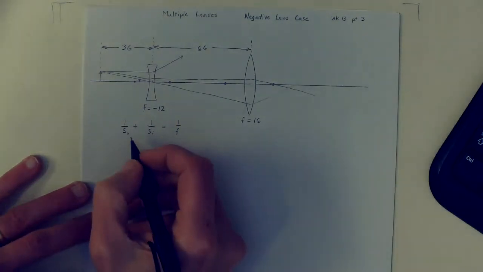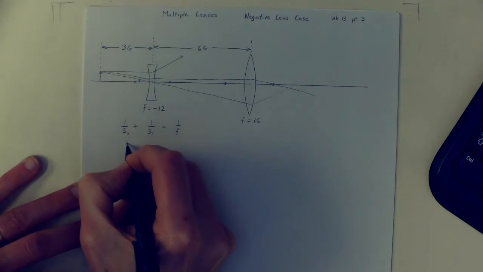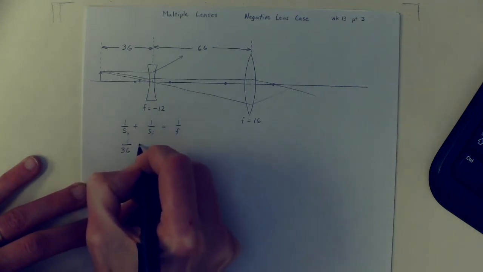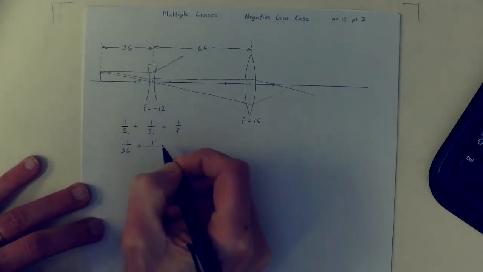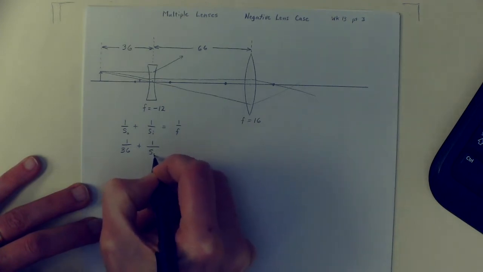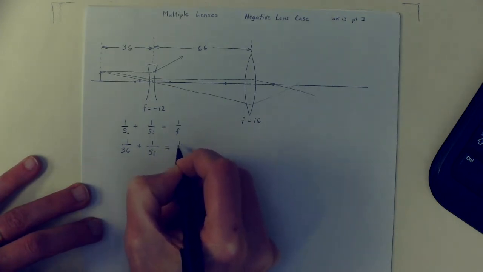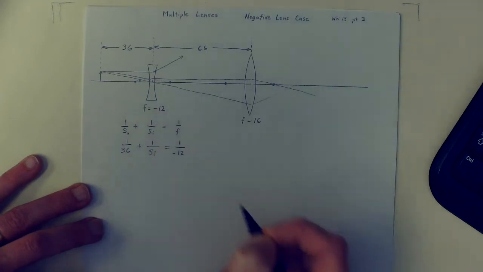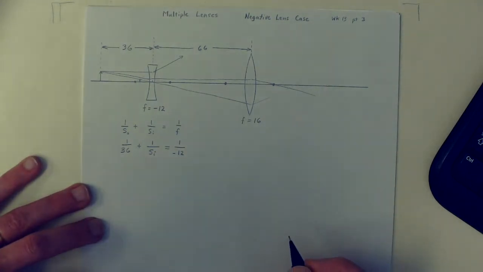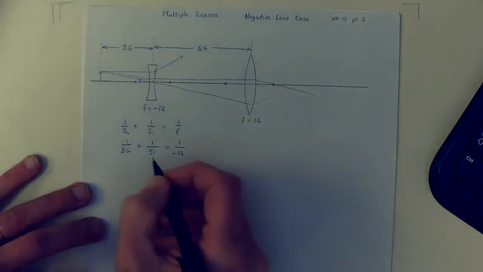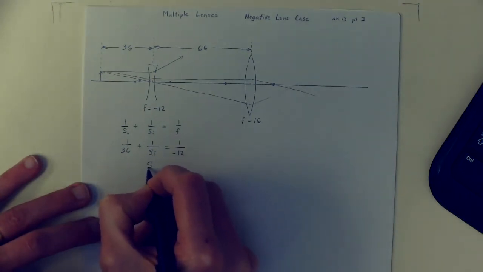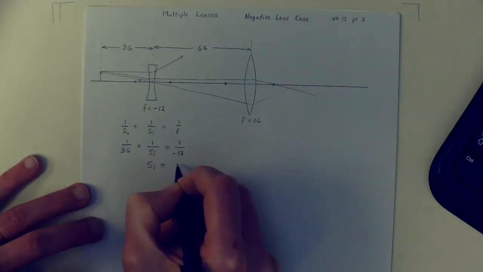So let's put in the object distance, we say is 36 here, so 1 over 36. And the image distance, we don't know, that's what we're trying to find. And the focal length is minus 12 for this diverging lens. Well, if you go through the math for that, you should come up with the image distance is minus 9.